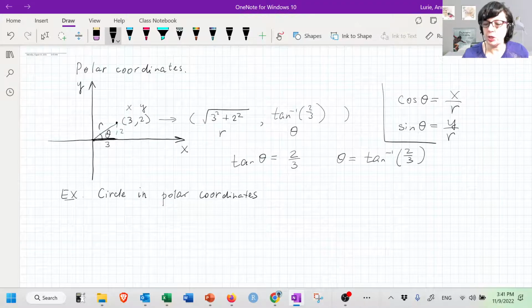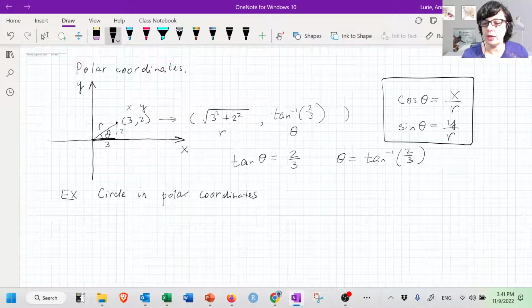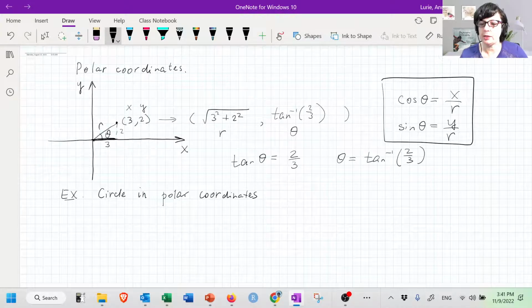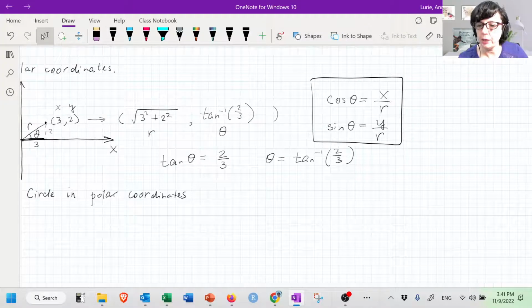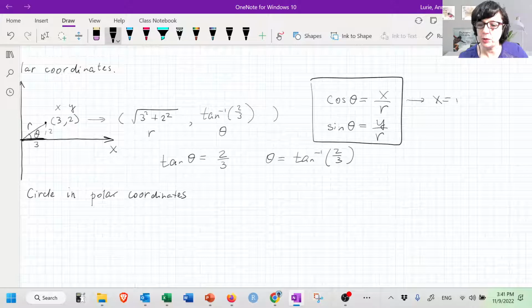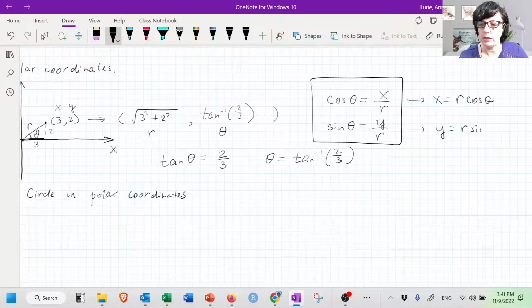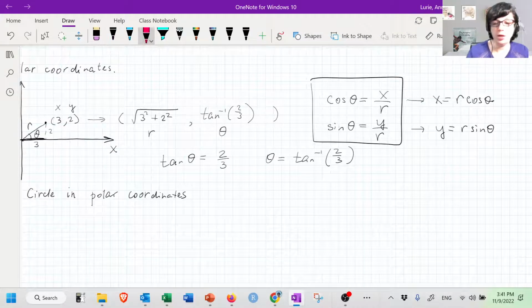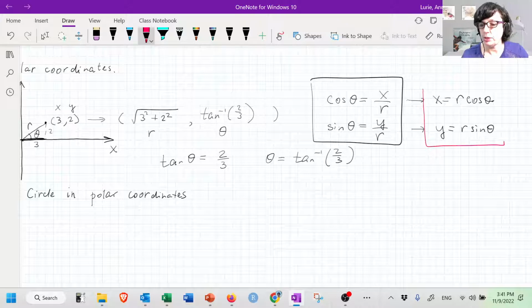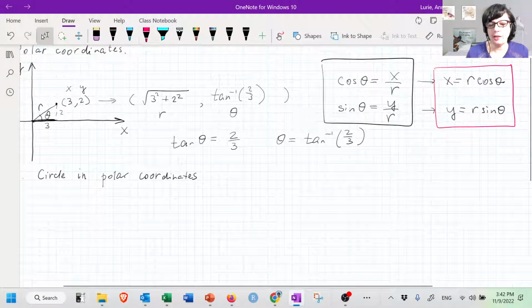This is going to be important for us because that will give us a connection between x and y and r and theta. Solving the first equation for x, we get x equals r cosine theta. And solving the second equation, we get y equals r sine theta. This connection you actually have to know. This is something that you will have to know and memorize, okay? And it's not that hard to understand.